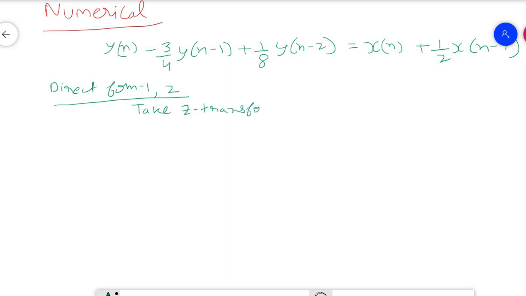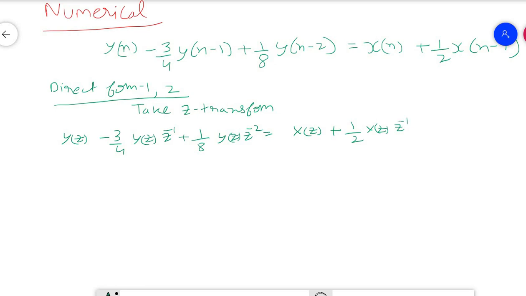First of all, take the Z transform. This y[n] is converted into Y(z), and this is my shifting property. So it is Y(z) minus 3/4 Y(z) z^-1 plus 1/8 Y(z) z^-2 equal to X(z) plus 1/2 X(z) z^-1. So this is the n minus 1, so it is minus 1.